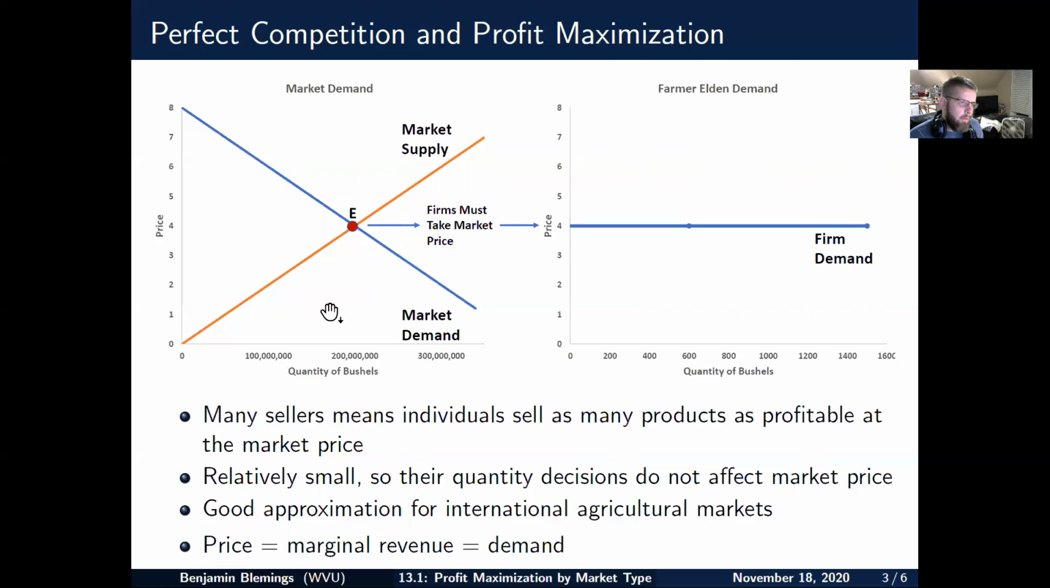And so this price equals marginal revenue equals this demand curve. So this is the firm's demand, the firm's marginal revenue, and the price. And so it's all equal in perfect competition. That's fine. It's our baseline model. But what happens if this individual firm is the only one there? Well, then something interesting happens.